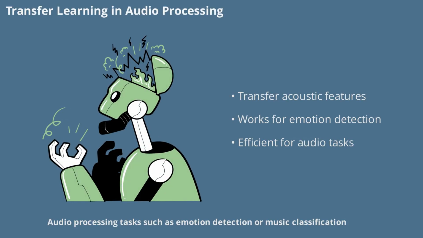Audio processing tasks, such as emotion detection or music classification, also benefit from transfer learning. Models trained on large audio datasets can transfer their knowledge of acoustic features to new tasks. By fine-tuning these models, you can achieve impressive results even with limited labeled audio data, making it easier to develop applications in speech, music, and sound analysis.